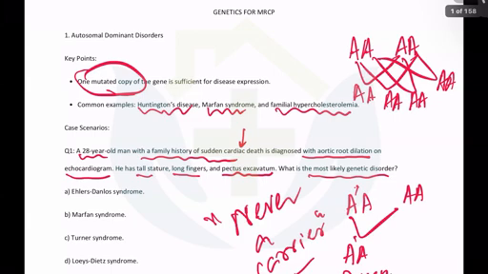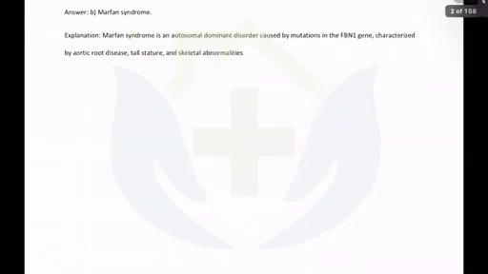Okay. So this patient has Marfan syndrome. There is a mutation in a specific gene known as fibrillin-1 gene, which is the FBN1 gene, characterized by, as you said, aortic root disease, tall stature and skeletal abnormality. Tall stature, skeletal abnormality, hyperlaxity are seen in other connective tissue disorders also, but aortic root dilatation is specific for Marfan syndrome.